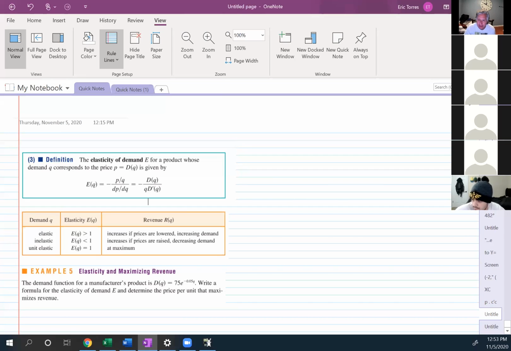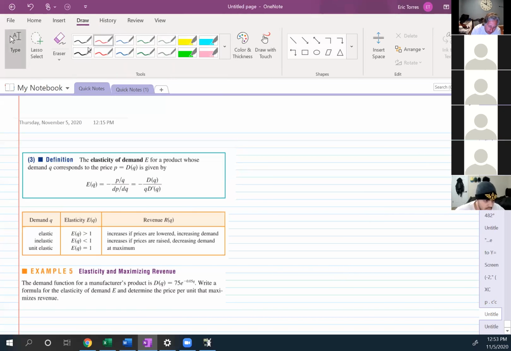And unit elasticity, when my elasticity function equals 1, my revenue is maximized. So with this information, we're going to attack example number 5. So we're given a demand function. The very first thing I'm going to do is come up with the elasticity function. So I've got it equals negative demand function, which I am given right here. So I'm going to place that in there.